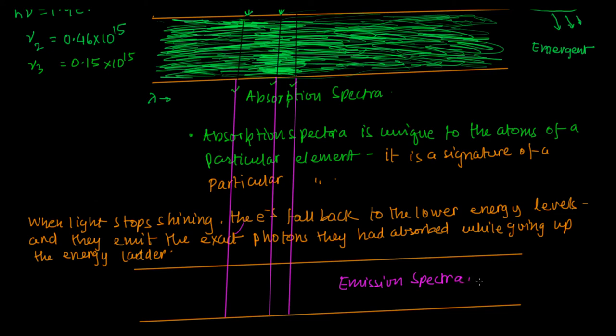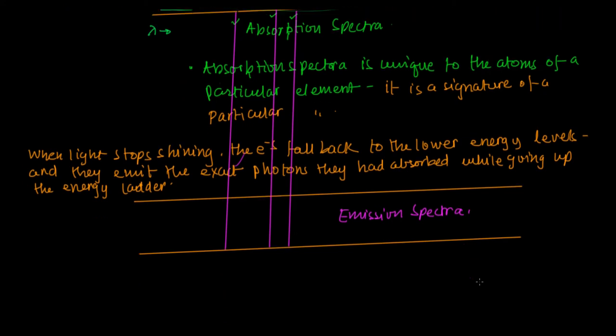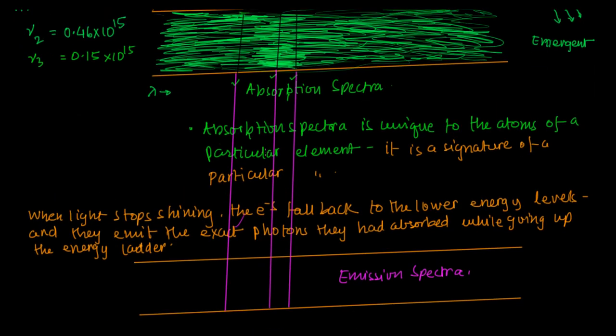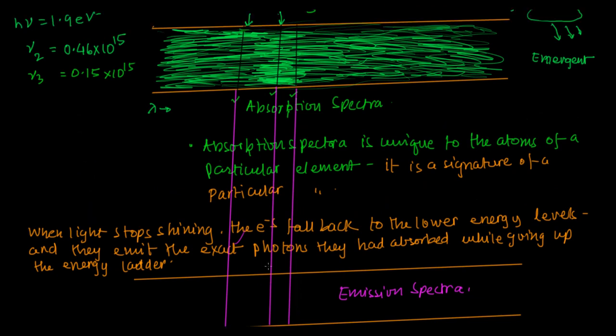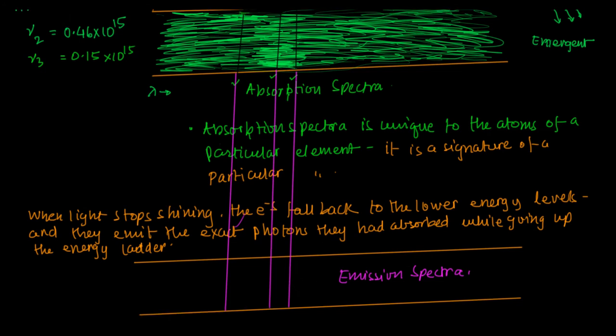Get it? This is called an emission spectrum. Now what? If you superimpose the absorption spectrum and the emission spectrum, what do you get? You get the whole continuous spectrum back. Understand? Do we get the difference? That is what a continuous and the absorption spectrum is.